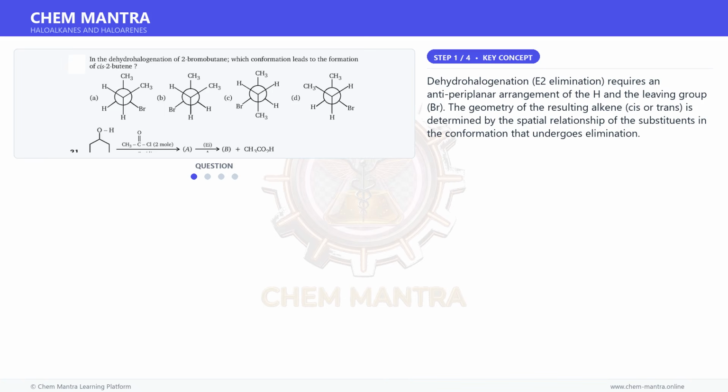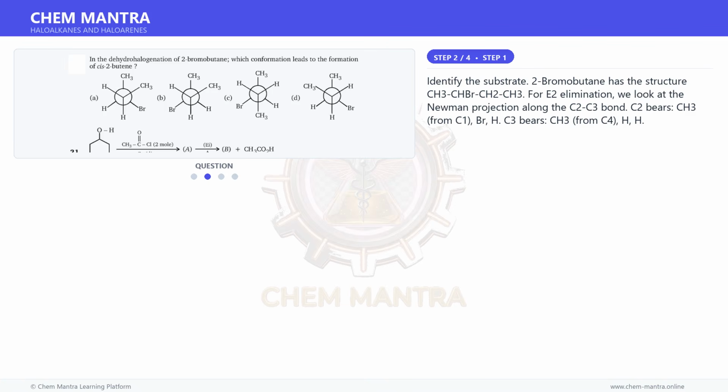Dehydrohalogenation, E2 elimination, requires an antiperiplanar arrangement of the H and the leaving group, Br. The geometry of the resulting alkene, cis or trans, is determined by the spatial relationship of the substituents in the conformation that undergoes elimination. Moving on to the next step.